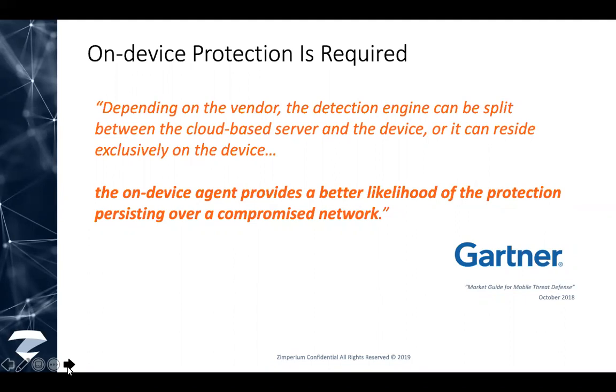Now, why is this? If the bad guy owns the network, and if all of your detection is in the cloud, the first thing they do is cut off that access. They will cut off all access to anything that would detect them. So if you're not on the device operating at machine speed, you're not able to defend yourself. And so that's why it is so critical.